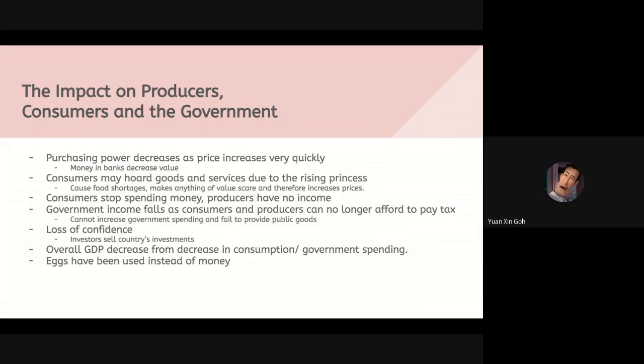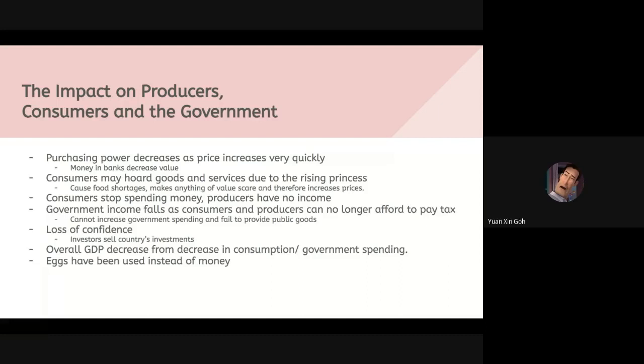This can cause food shortages, and as we know, that can basically mean that goods are more scarce, and obviously scarcity increases the price. So consumers stop spending money and the producers have no income. If producers have no income, they have no means of paying their workers or their laborers, so they'll basically let the workers go. Unemployment increases.